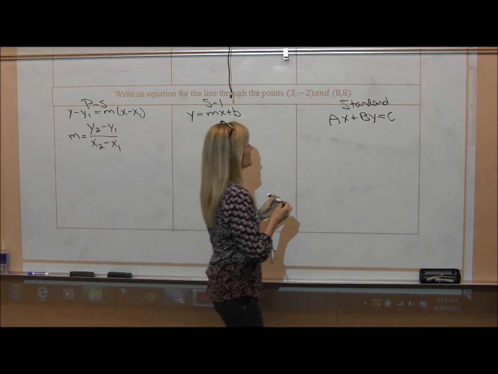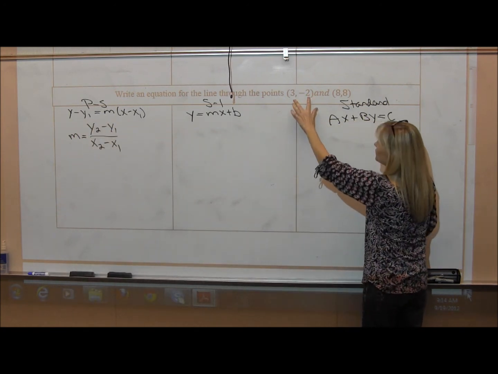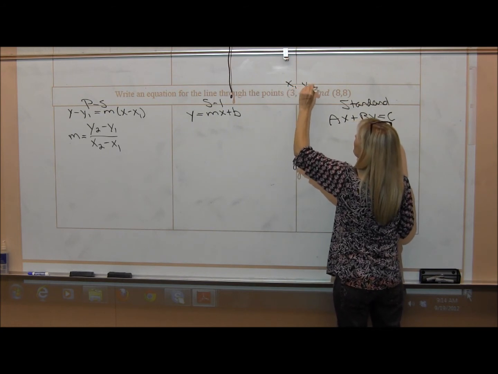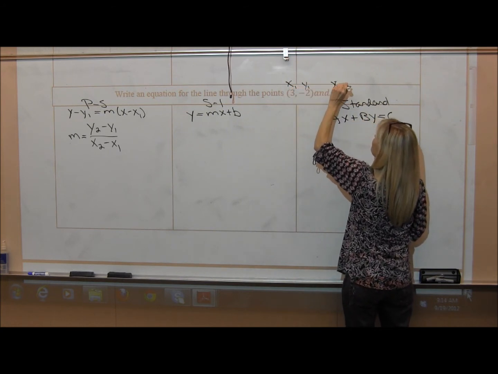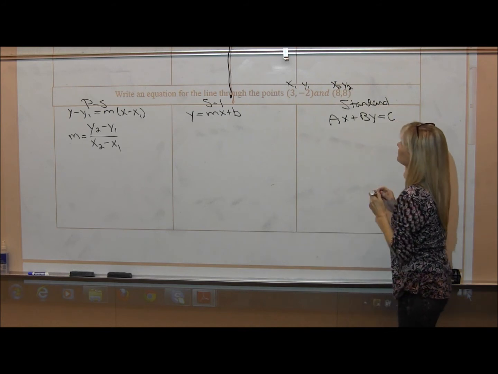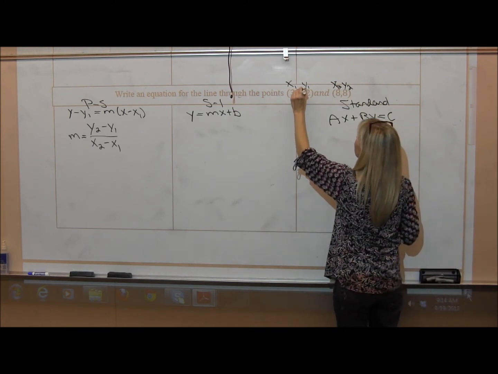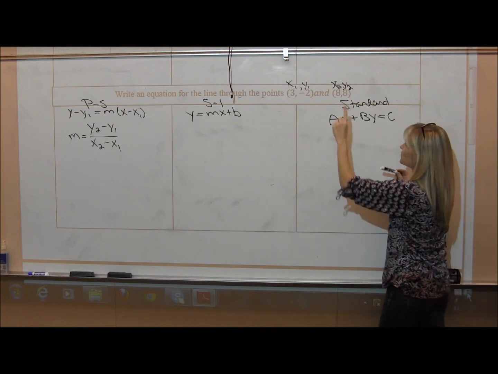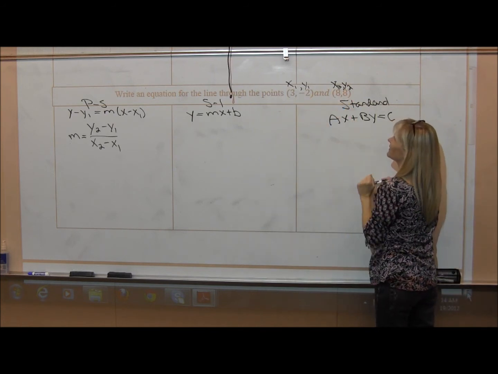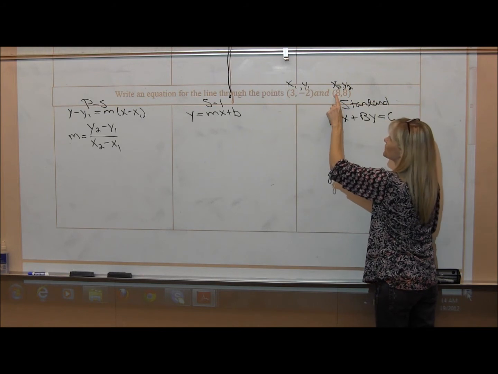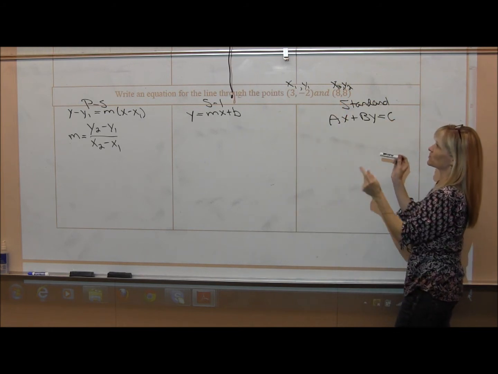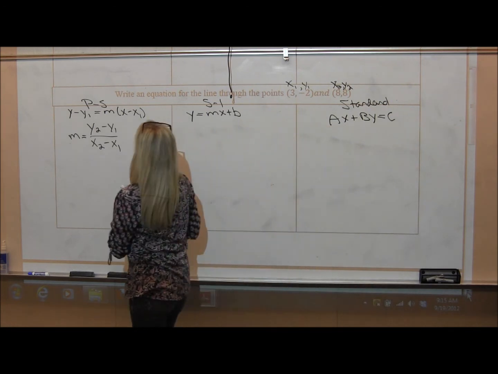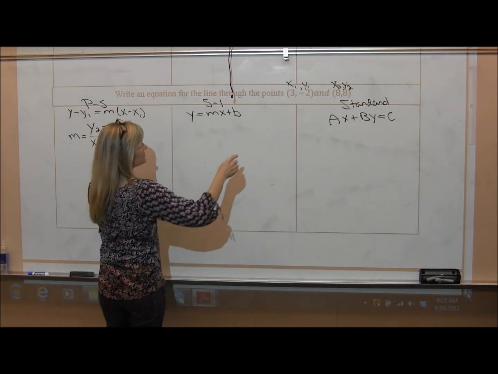Now, here's the trick. It doesn't matter which of these are x1 and which are x2. I could have reversed that. Okay? But I've got 2 points. It doesn't matter which is which. What matters is that if you're subtracting this from that, then you have to subtract this from that. Because if you switch the direction, your sign's going to change. And you won't have the right slope. So, let's fill this in.